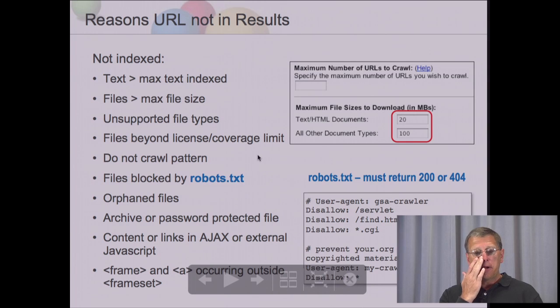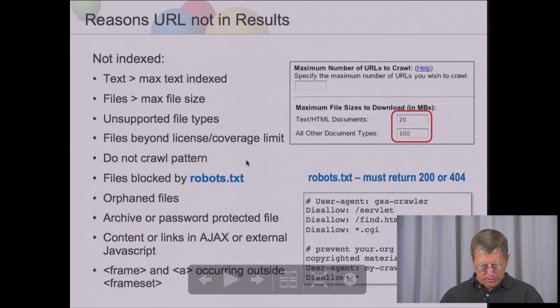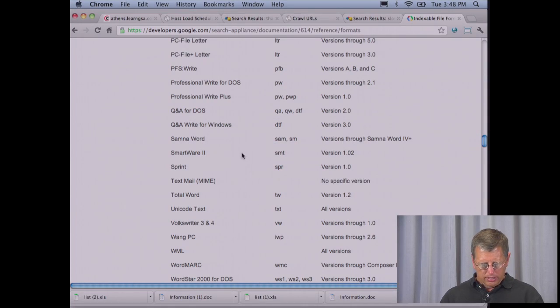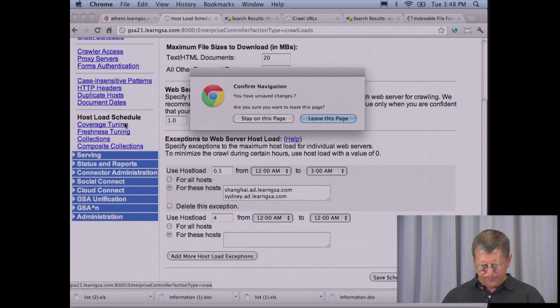You have an option that you can go with, which is to use a feed. That's something that you develop, and you write your own converter and then send the document to the search appliance on a known port. And we'll get into feeds later on in more detail. Files beyond the license or coverage limit. So coverage limit is specified under coverage tuning.